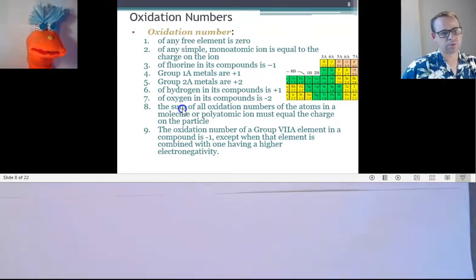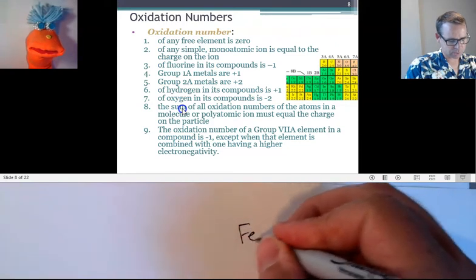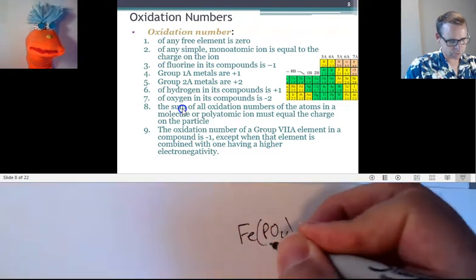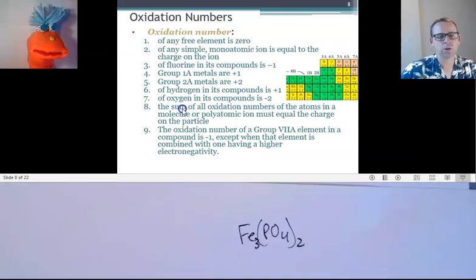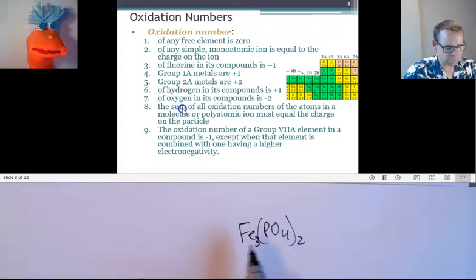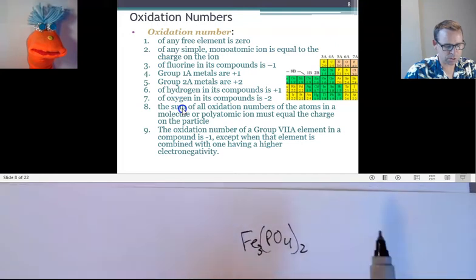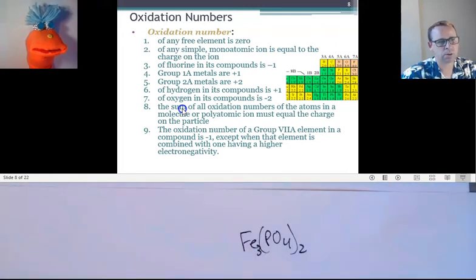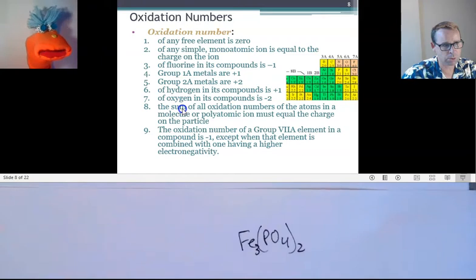All right? So if I have this compound here, Fe3(PO4)2, I can know that the sum of all the oxidation numbers, the sum of the iron's oxidation number, the sum of the phosphoruses, and the sum of the oxygens all add up to whatever the charge is on this species. What's the charge on this species, Fred? I don't know. What's the charge? Well, there's no charge, right? If there was a charge, it'd be right there. Oh, yeah, okay. All right, no charge.